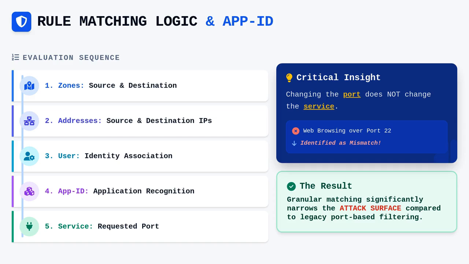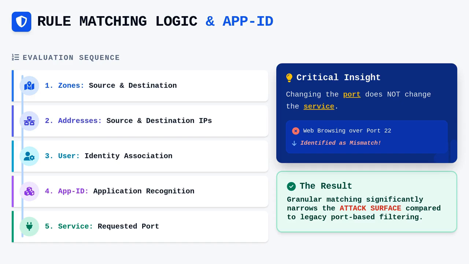When you define a rule, the firewall checks the source zone and destination zone first, followed by the source and destination IP addresses, then the associated user, the identified application, and finally, the requested service port. It is a common misconception that changing the port in a rule automatically changes the service being inspected, but the firewall requires the App ID to recognize the protocol signature.